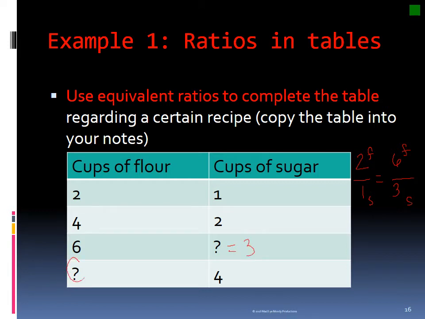Then I have to look at the cups of flour for the next one. I know that I'm still going to simplify to 2, because 2 divided by 1 is 2. And here I need to know what my cups of flour is going to be, but I know that I'm going to use 4 cups of sugar. So this question is really asking, what can I divide by 4 to get the number 2? Well, 8 divided by 4 is 2. So there are going to be 8 cups of flour for every 4 cups of sugar. So this is how we use equivalent ratios to complete tables.